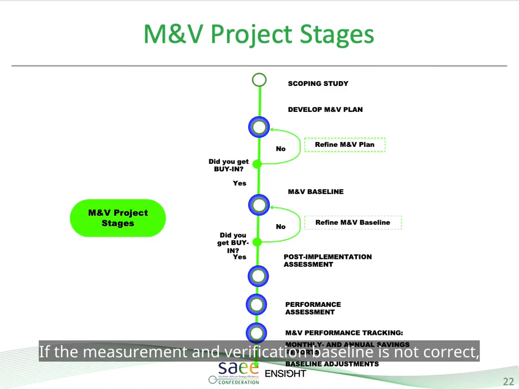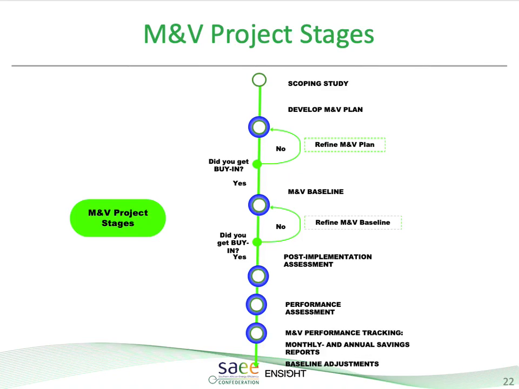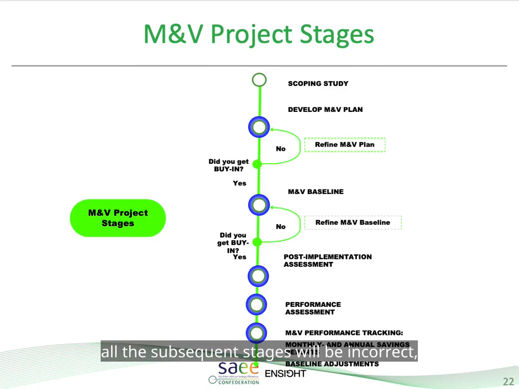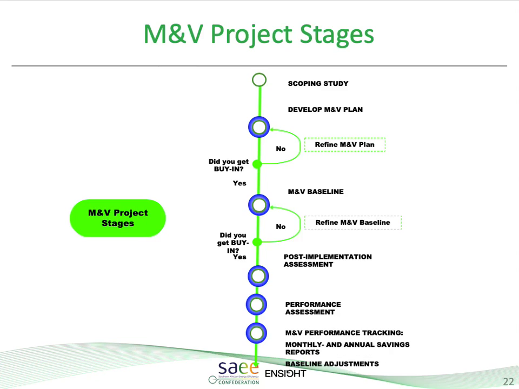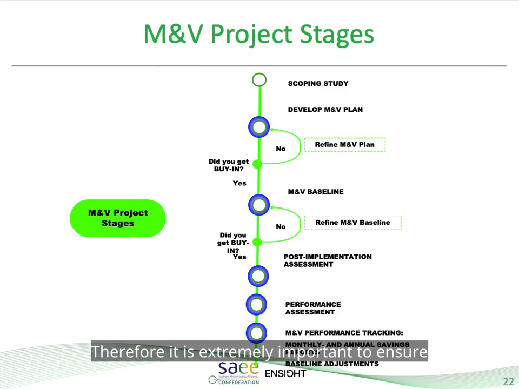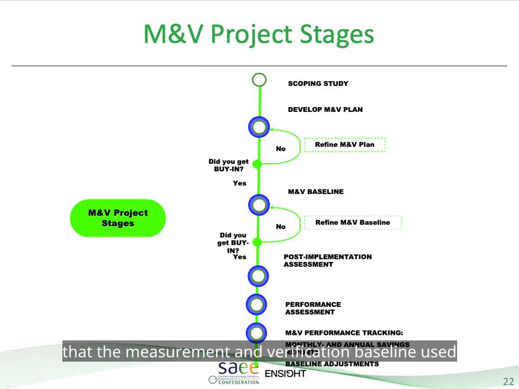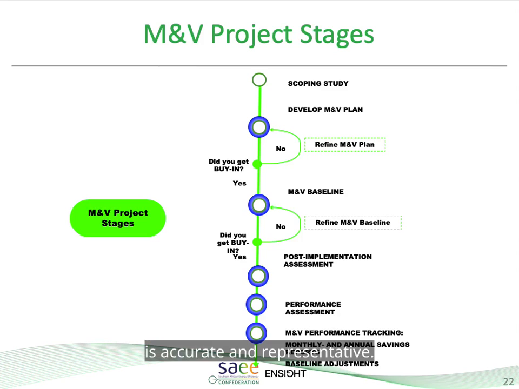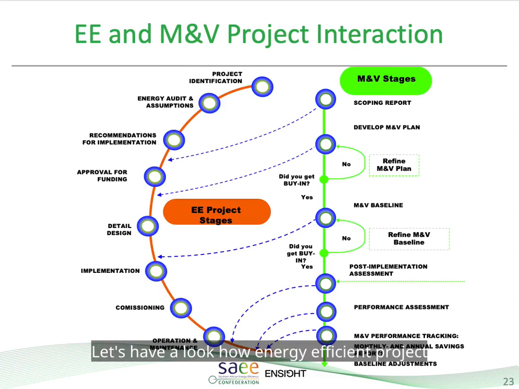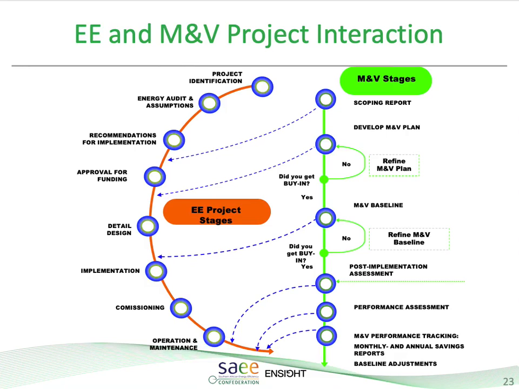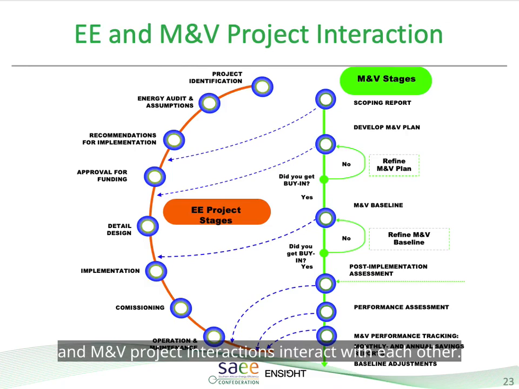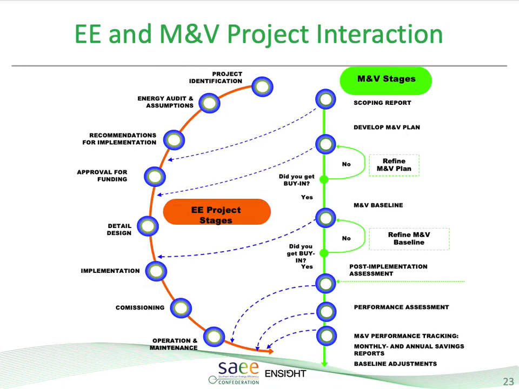If the measurement and verification baseline is not correct, all the subsequent stages will be incorrect and cause disputes along the line. Therefore, it is extremely important to ensure that the measurement and verification baseline used is accurate and representative. Let's have a look at how energy efficiency projects and M&V projects interact with each other.